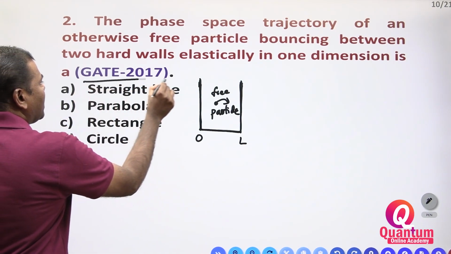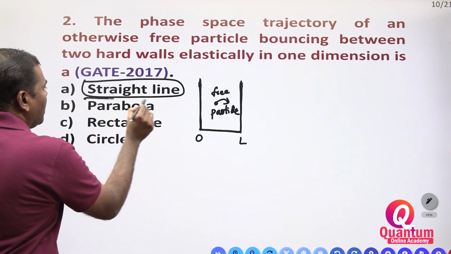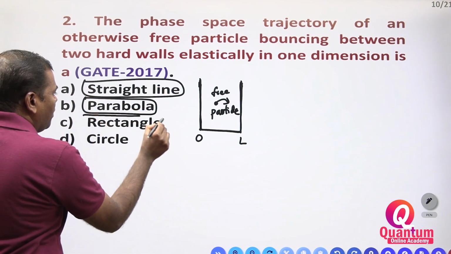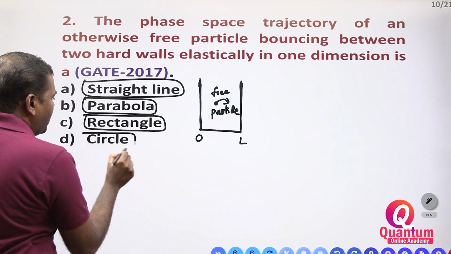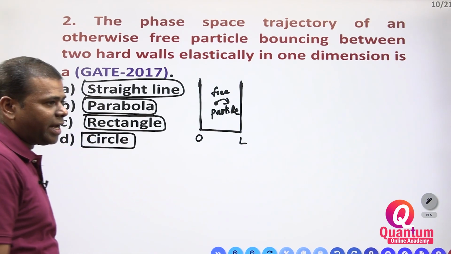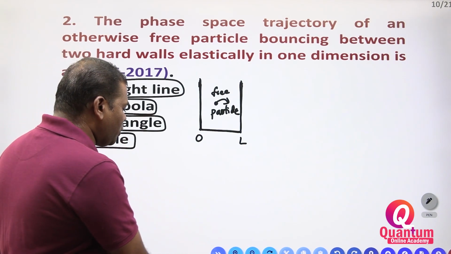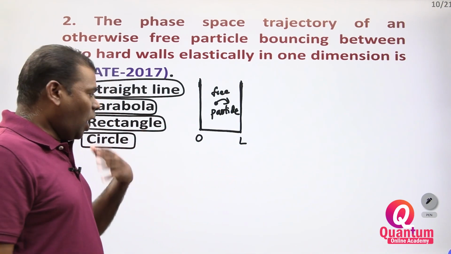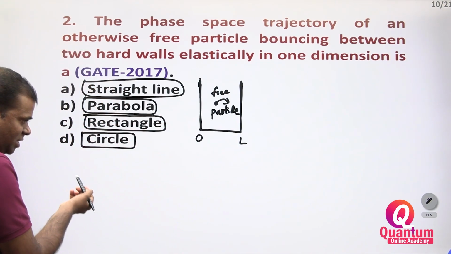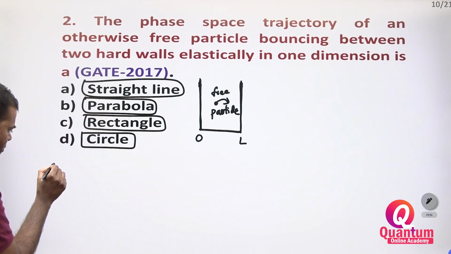How do we calculate it? Whether it may be a straight line, a parabola, a rectangle, or a circle. Which answer is correct, they are asking. First you have to calculate the energy value. How do we calculate the energy? First we have to calculate the energy.